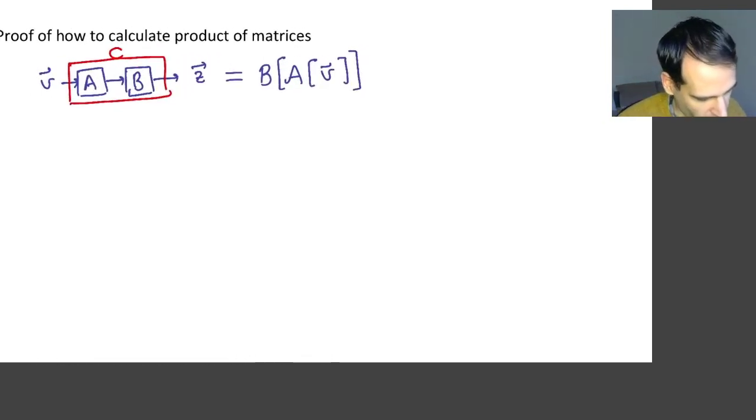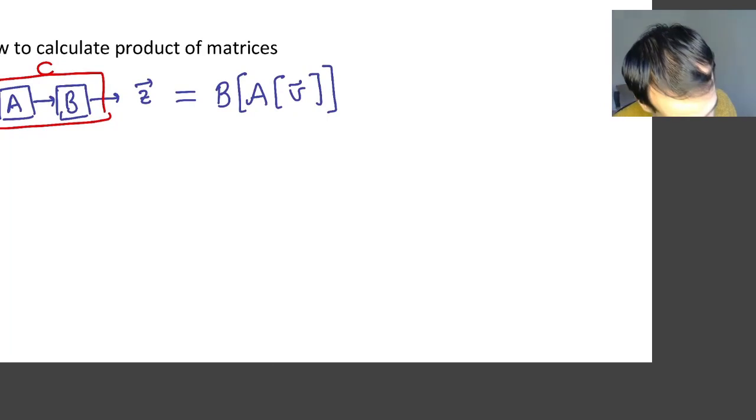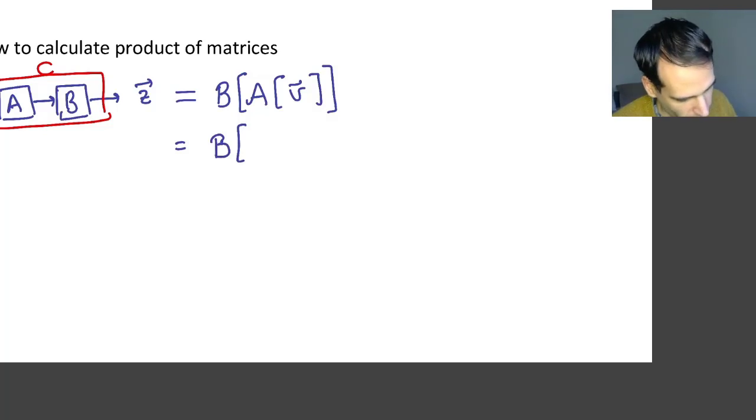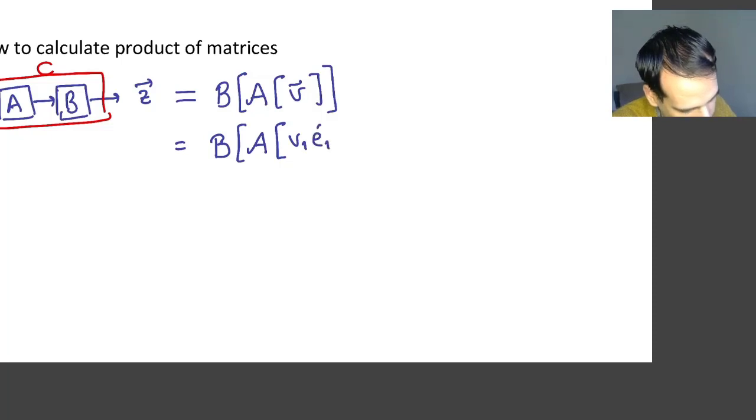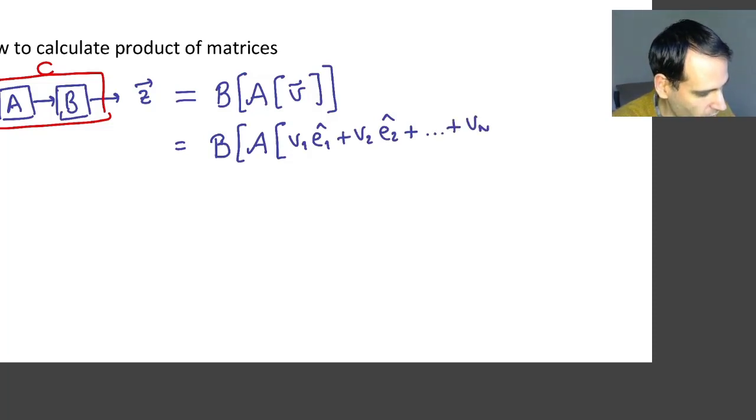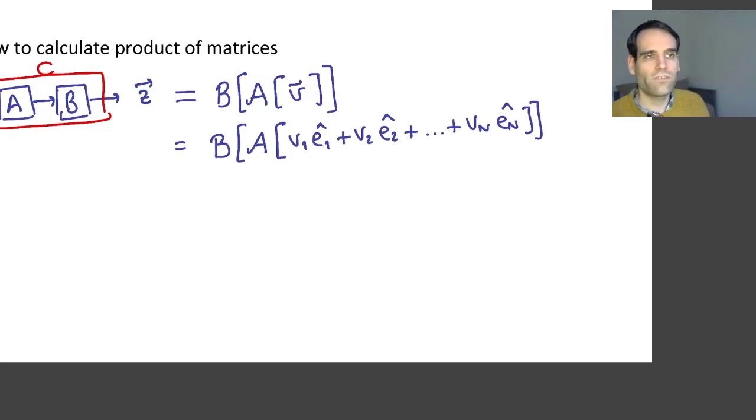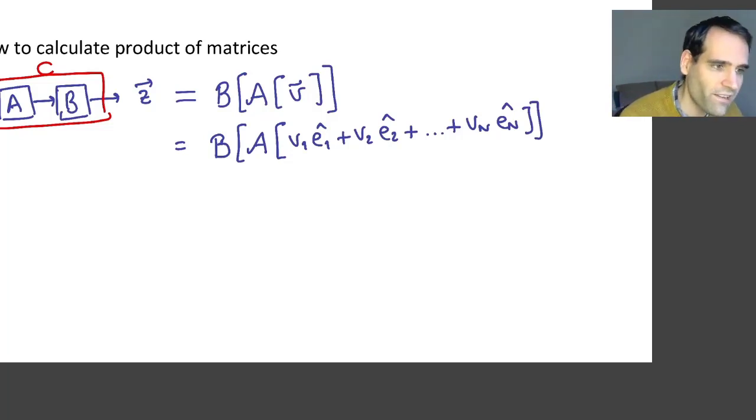So this is equal to transformation B applied to transformation A applied to vector V. But let's write vector V by expanding it in a basis. Okay, so vector V in general is V1 times e1 hat plus V2 times e2 hat plus dot dot dot Vn times en hat. Okay, remember, in the most typical case, this is just Vx x hat plus Vy y hat. Yeah, but in general, it can be in an n-dimensional basis.